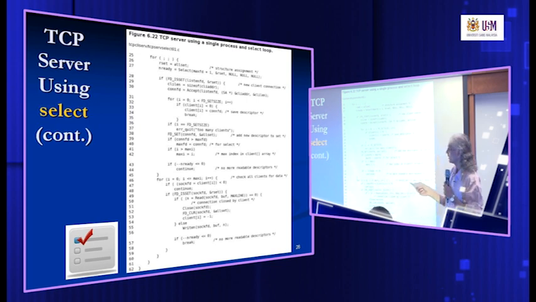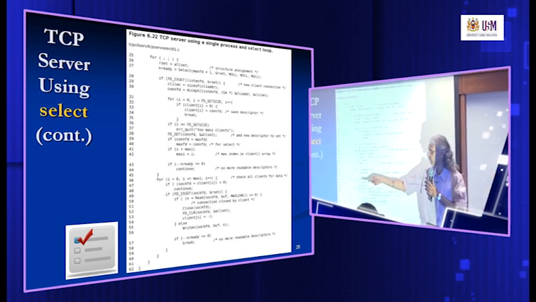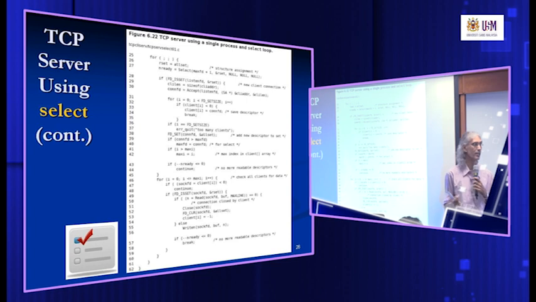If not a new connection, then we'll check which of the clients has activity, which socket ID has activity. So check all clients one by one. Take the client from 0 until here, put in the socket ID, and then check whether this socket ID is set or not. If it's set, that means there is data coming in from the client. Right, so read the socket and then write the socket.